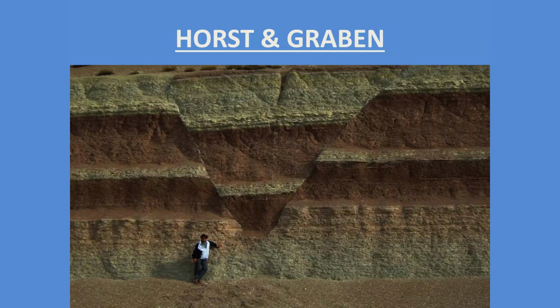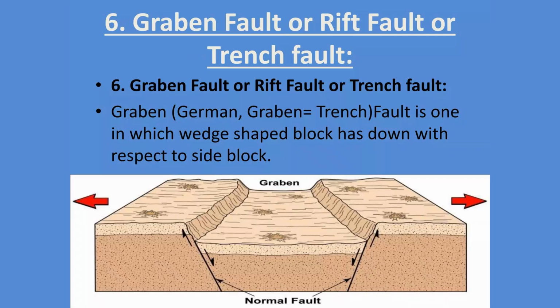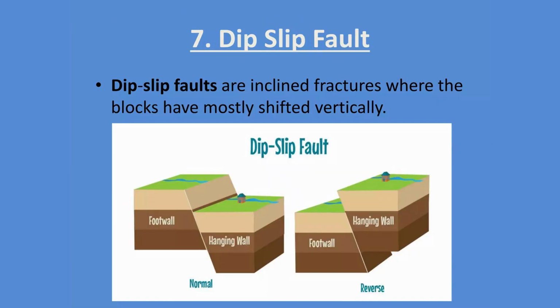So you can see the field photograph here. There are two normal faults dipping towards each other, and this is the hanging wall block which has moved down relative to the foot wall block. So this is called the graben. And the right side and the left side, this foot wall portion will be called the horst, and the hanging wall portion will be called the graben. So this is the same as graben, horst and rift structure.